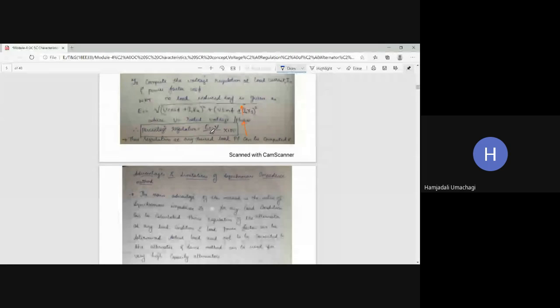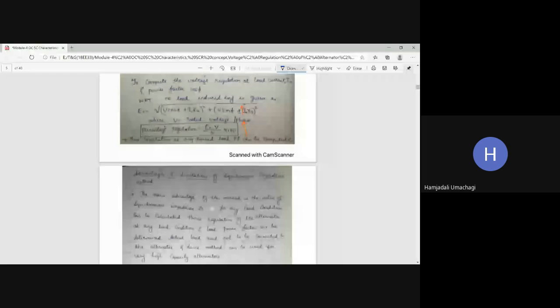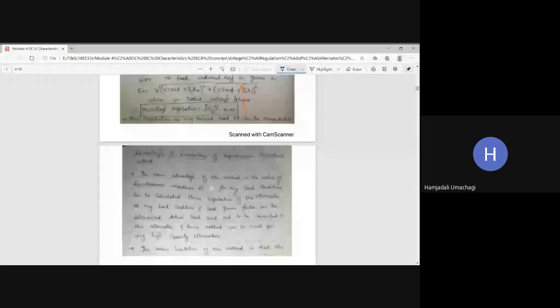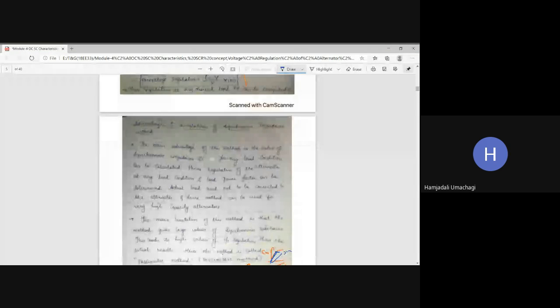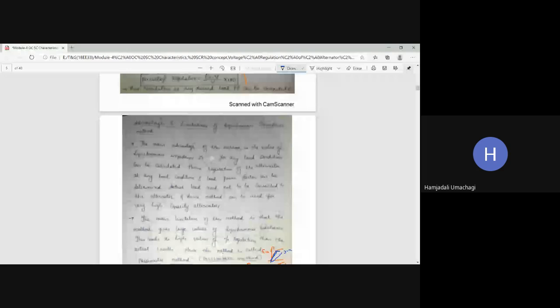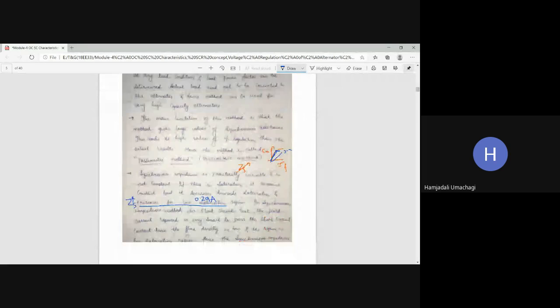If you get a high regulation value, is it a good thing or a bad thing? Bad, sir. It is undesirable. It should not happen like that. Yes or no? So this EMF method is not giving us the actual value. It is giving a value which is higher than the actual value of voltage regulation. Is it clear, all of you?